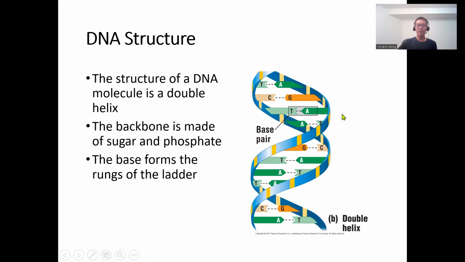Here is the double helix, and I want you to take a look at the diagram. Do you notice any trends in terms of what letters always go with what letters?